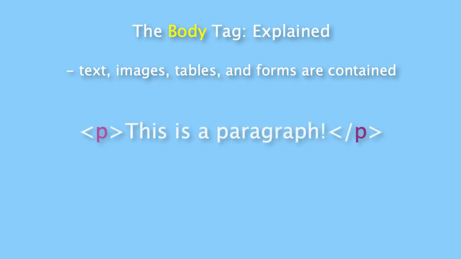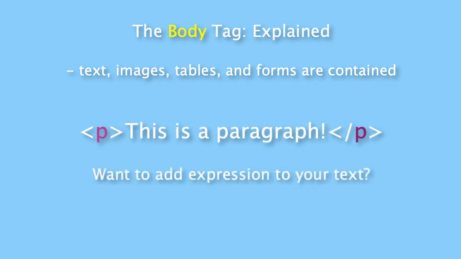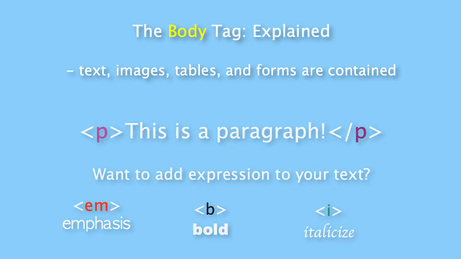If you want to add text, simply use the P tag, which denotes a paragraph or a block of text. If you want to add expression to your text, use the EM tag for emphasis, the B tag to bold text, and the I tag to italicize text.